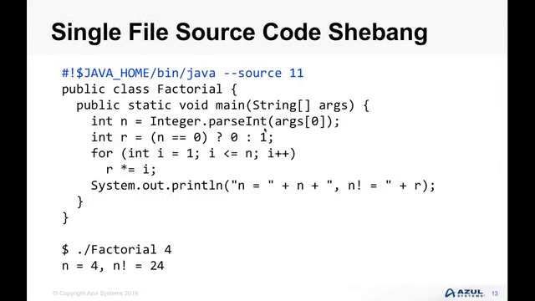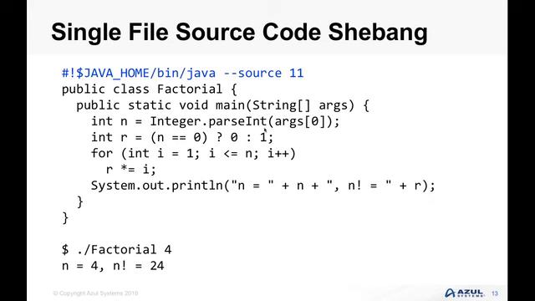We can take that one step further and use shebang support. Let's say we're running on Linux. We create our file, we'll call it factorial, that has all our Java source code in it. At the top, we put #!, followed by where to find the Java executable. We add an extra command line option, --source 11.